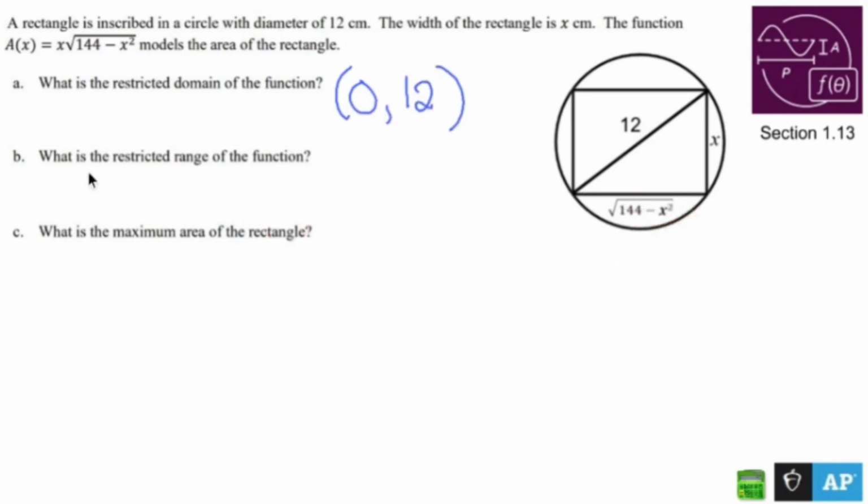Yippee. Part 2 is asking us what's the restricted range of the function. In other words, what are the largest and smallest possible values that I can get when I plug in 0 or something close to 0 and 12 or something close to 12. So I'm going to run to my calculator. I'm going to plug in numbers that are awfully close to 0 and numbers that are awfully close to 12 and see what I end up getting.